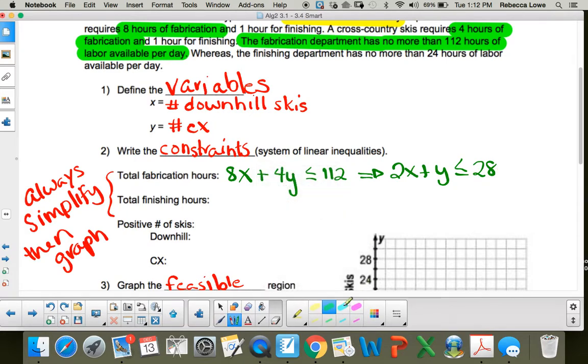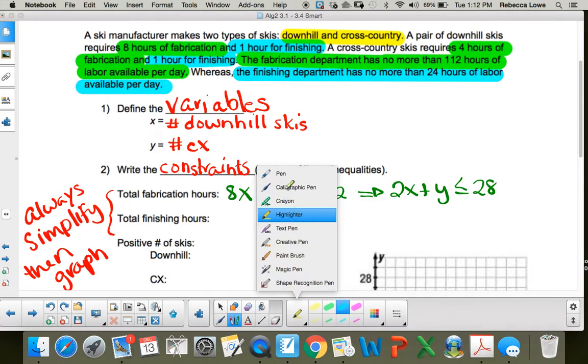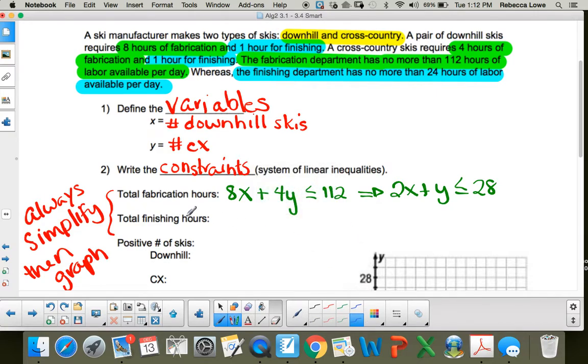Next that we're going to do, in blue, is the hours of finishing. Downhill skis require 1 hour of finishing, as do cross-country skis require 1 hour of finishing. And the finishing department has no more than 24 hours of labor per day. So now we're going to write the constraint, which I've labeled total finishing hours. There's 1 hour for every downhill, and there's 1 hour for every cross-country, and it's less than or equal to 24. Now you don't need those ones in front of the variables, so I'm just going to rewrite them without the ones. So there are our constraints.